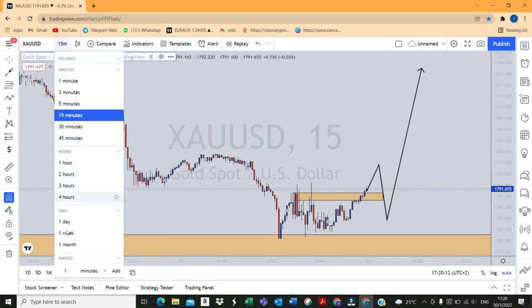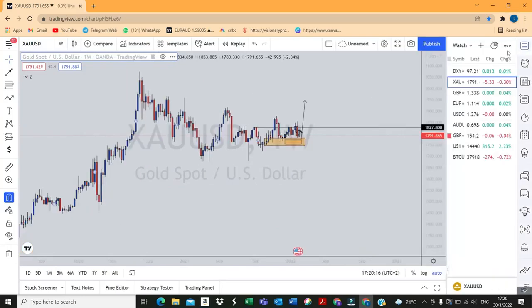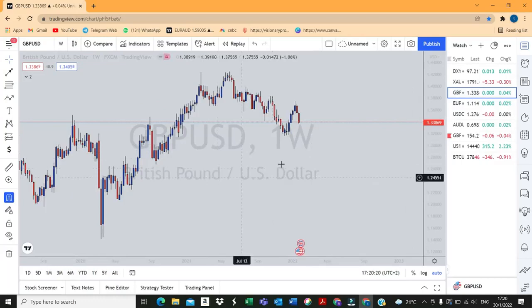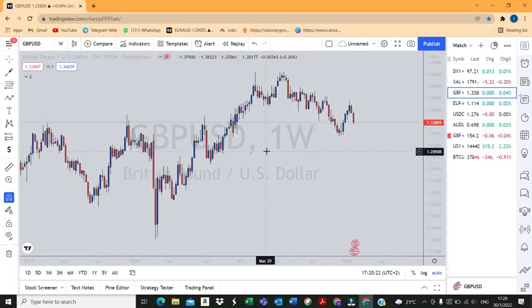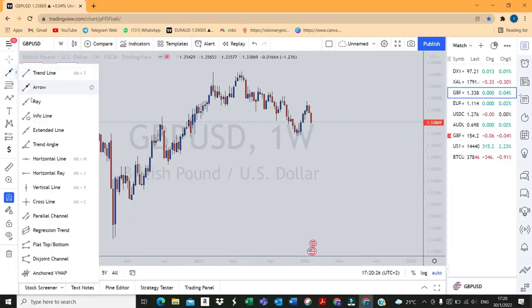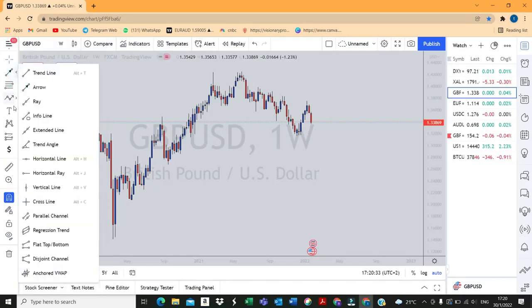So let's go to another pair that we have on our watch list and do our projections on those pairs. I think the next pair will be GBP USD that we'll have to look at, right? Okay, so this is what we have on GBP USD on the weekly time frame, right? And if you look clearly at what our price was doing there, let's go back there.